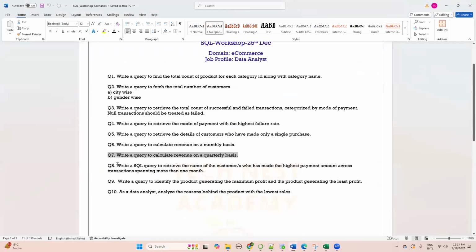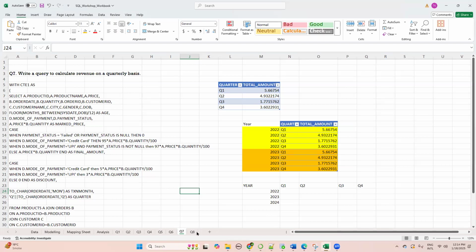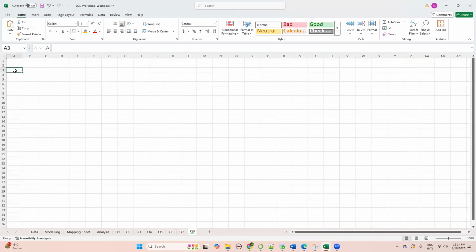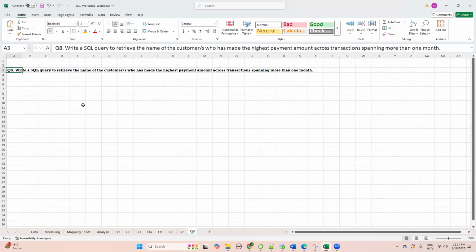Next one. Write a query to retrieve the name of the customer who has made the highest payment across transactions spanning more than 1 month. Interesting question, let's do this. Here you have to fetch the details of those customers who have made the highest payment across transactions spanning more than 1 month. Who paid the most for more than 1 month? That is what you have to derive here.